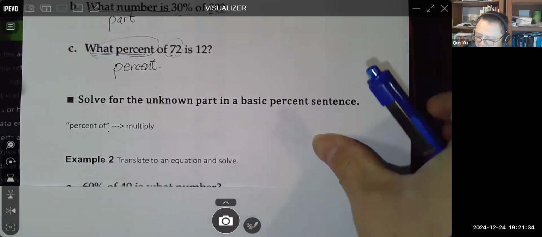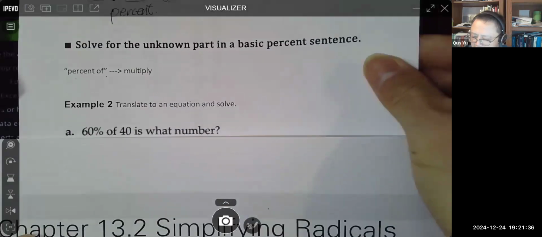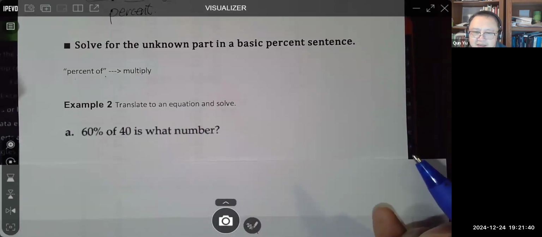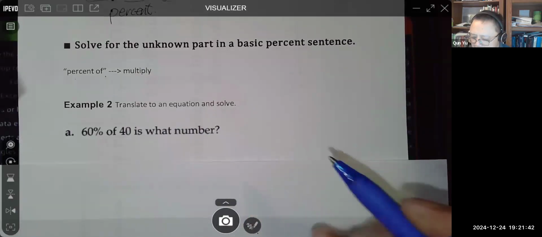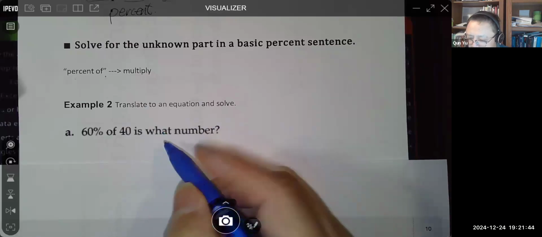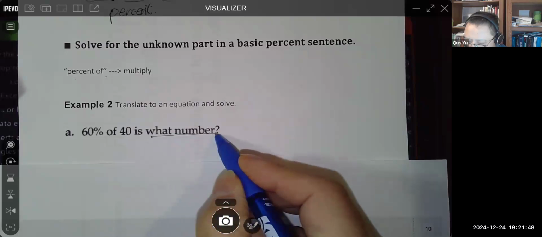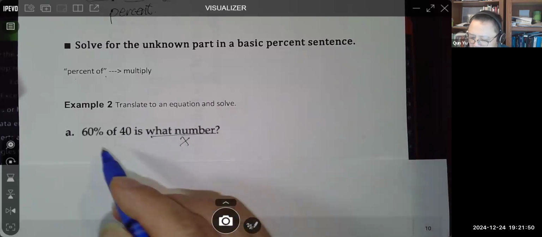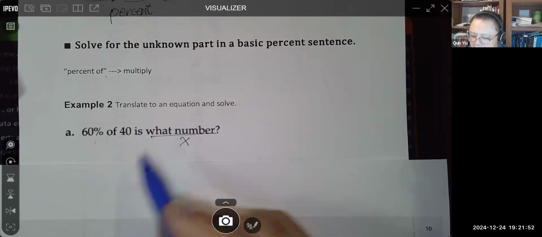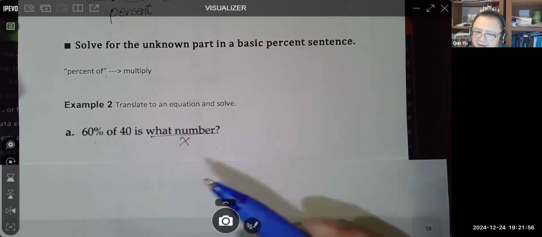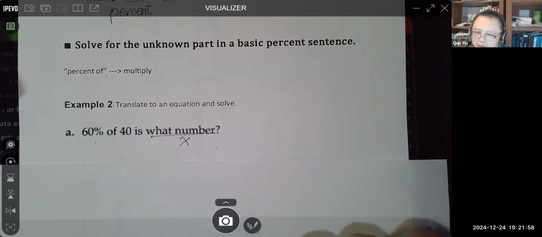So let's look at our first example. Translate to an equation and then solve. This is our first one: 60% of 40 is what number? We don't know what that number is. That's our question, that's our unknown. But just call it X. Now reread this whole thing using X: 60% of 40 is X. You just write down what you read.